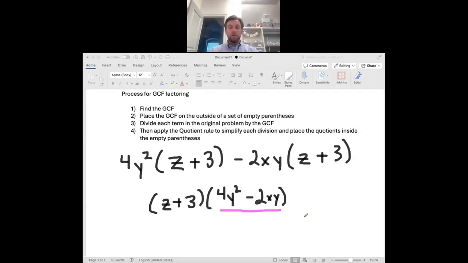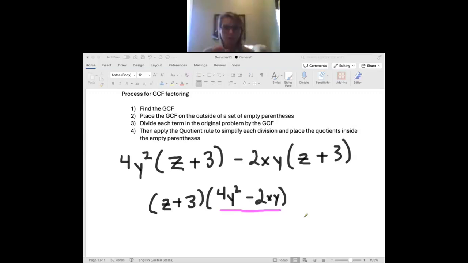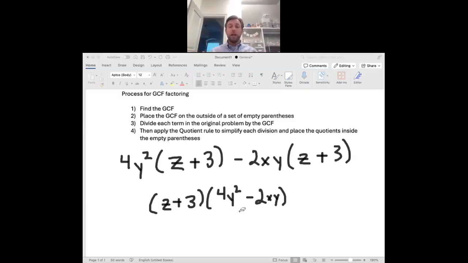How about this part? Do 4y squared and 2xy have stuff in common that you could pull out? Y's, yes. What else? Also the 4 and the 2. So there's stuff that's common, and you've got to pull that common stuff out. Essentially, you always have to look and see, is there a GCF I can pull out at the end? What would be the GCF between the 4y squared minus 2xy?